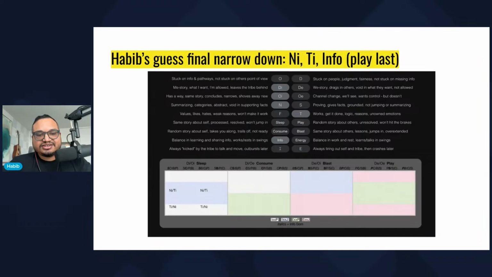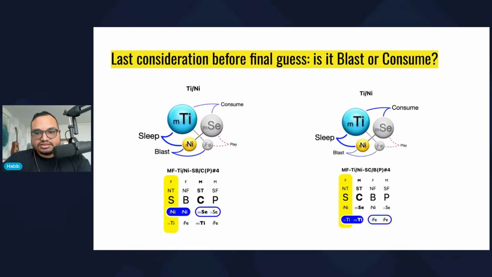Now, there are a number of other techniques to use, but we only have so much time. But yeah, so I think some kind of play last. Now, is it decider or observer? I don't know, but I'm leaning a little bit towards decider, TI-NI. And so looking at the final guess, I'm not sure between blast and consume. I'm just putting that out there. We'll see in 2 weeks if I revise the type at all.